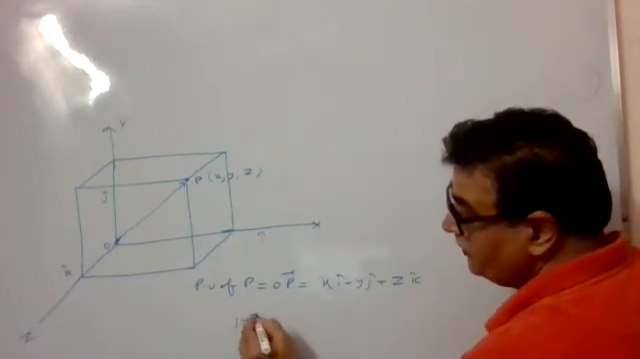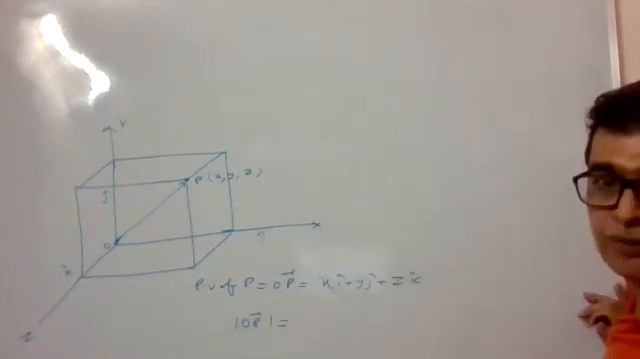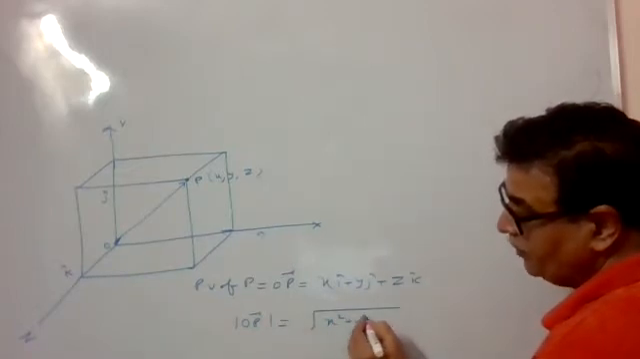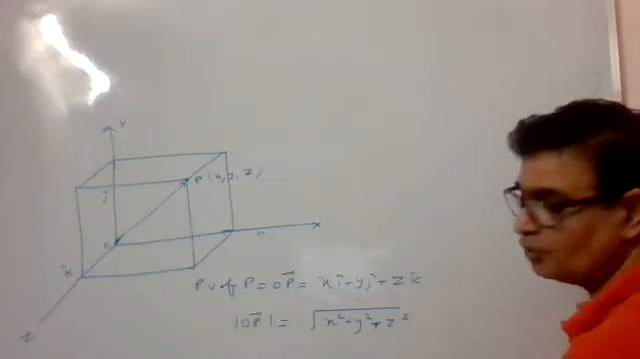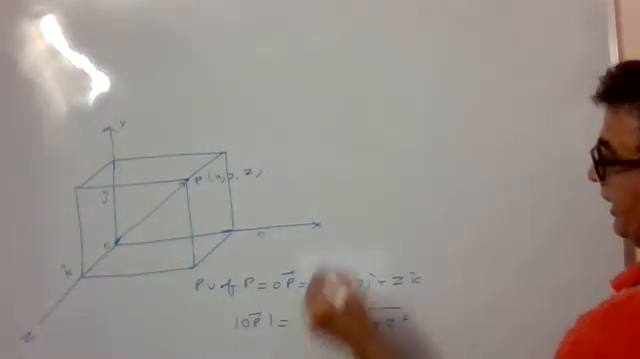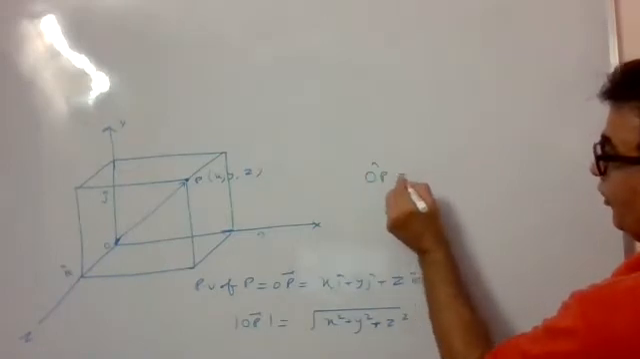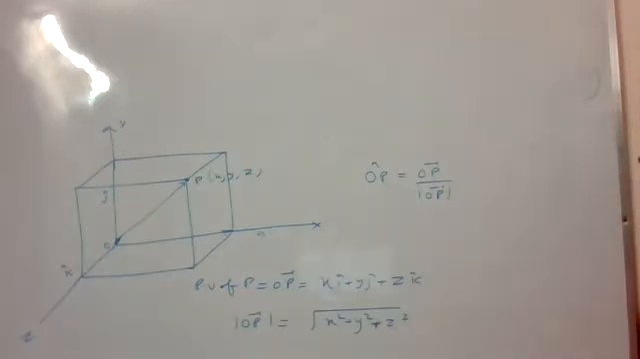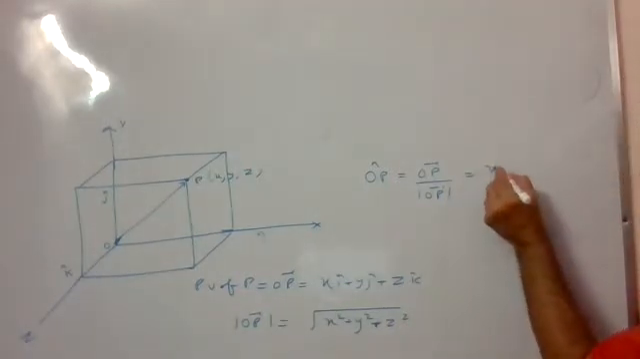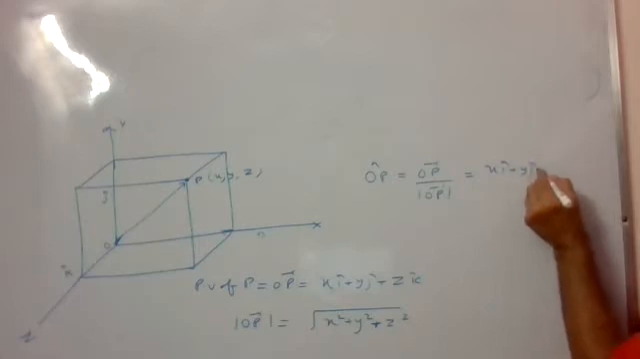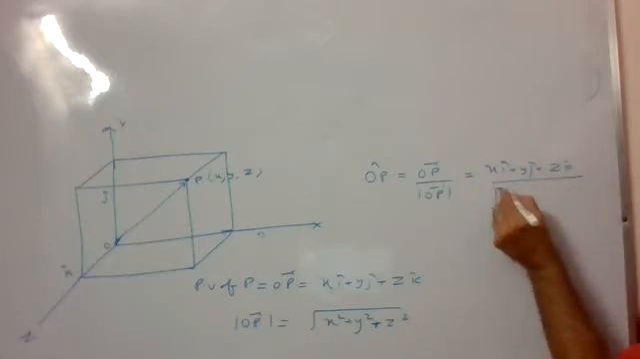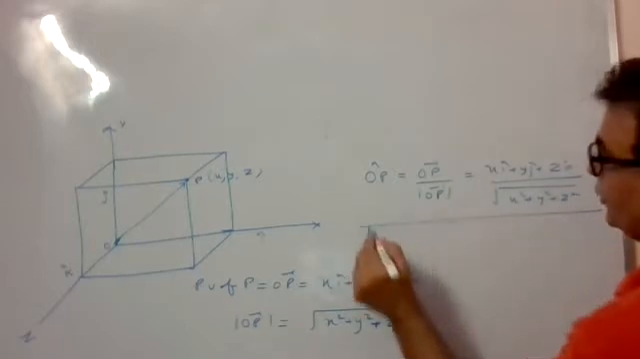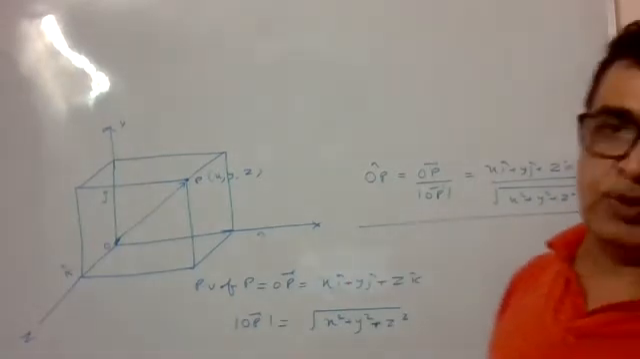One more thing you should keep in mind: whenever I say magnitude of OP vector, it will be under root of x square plus y square plus z square, just like the two-dimensional geometry we have. And then we have the unit vector. Formula says OP vector by magnitude of OP. OP vector is simply xi plus yj plus zk by under root of x square plus y square plus z square. This is your unit vector in three dimensions.